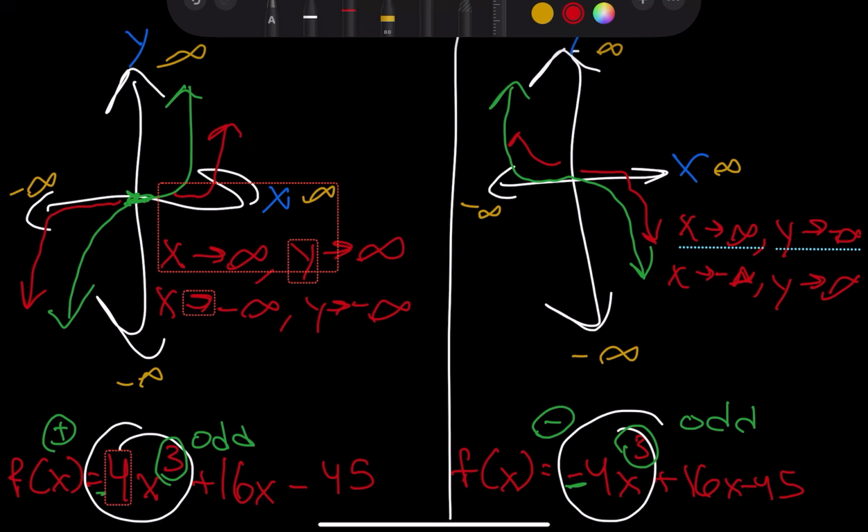It's going to look a little bit different depending on how you actually graph it, but when you use your calculator and press zoom fit, it should look like this.